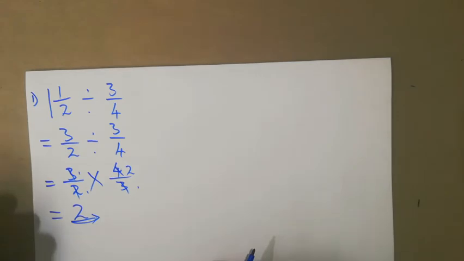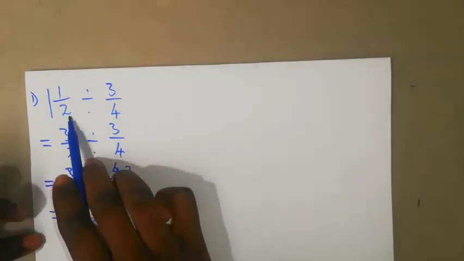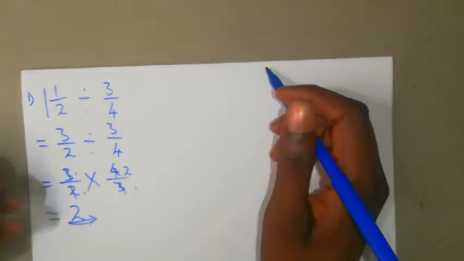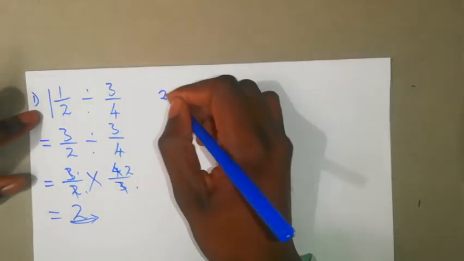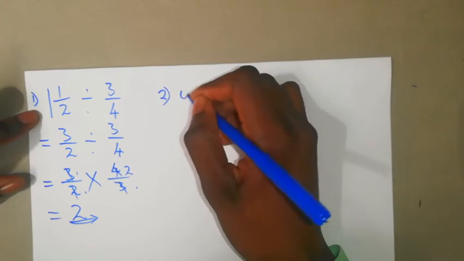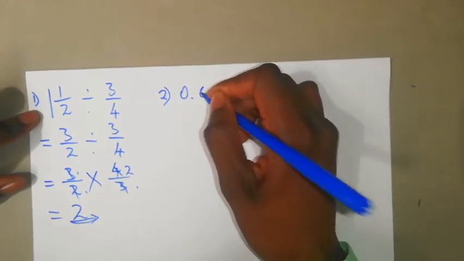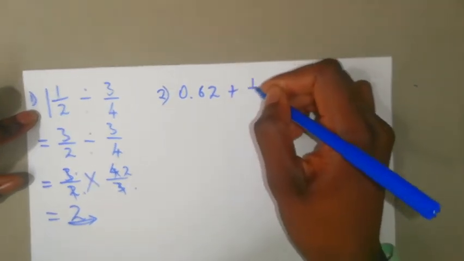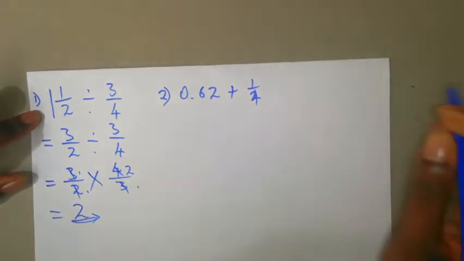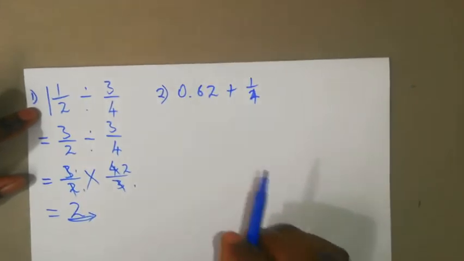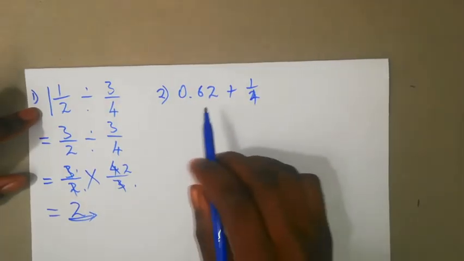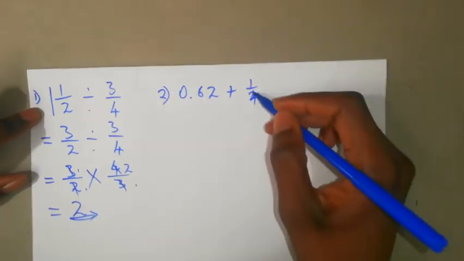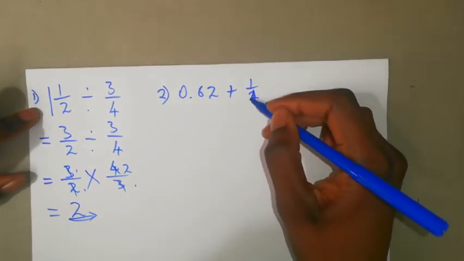Then you'll find some questions where fractions will be combined with what? With the decimals. Let me give you an example. You may find 0.62 plus 1/4. Then you'll be asked to leave your answer as a decimal. This implies that you are supposed to first convert this fraction into a decimal.